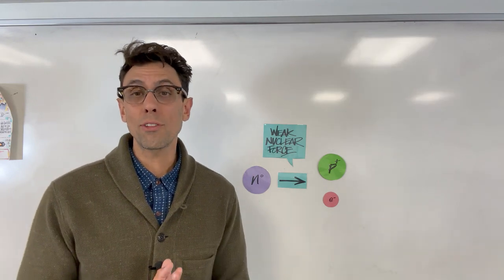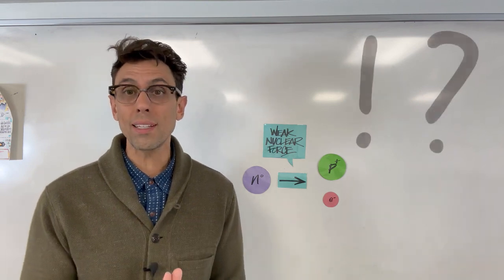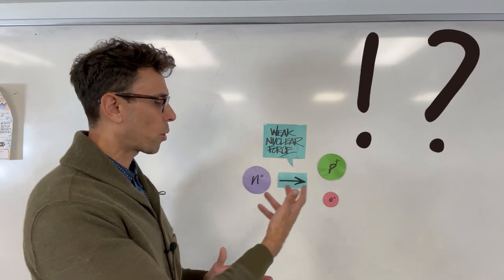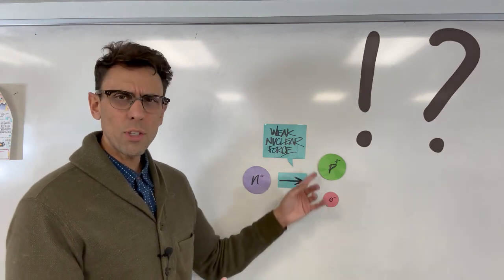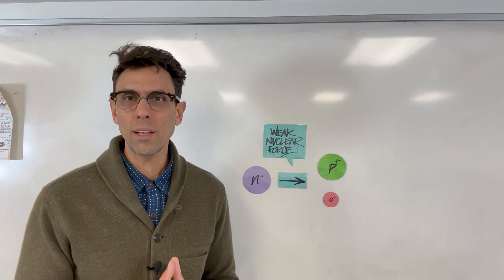So now we need to answer a question. What's this nucleus going to be like after the beta decay event has happened? Once one of the neutrons has been converted into a proton and electron, where do these particles go? Does the nucleus now have an electron hanging out in there?